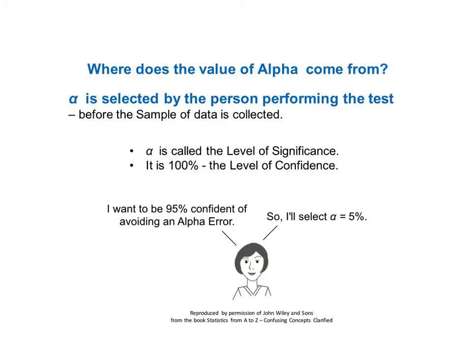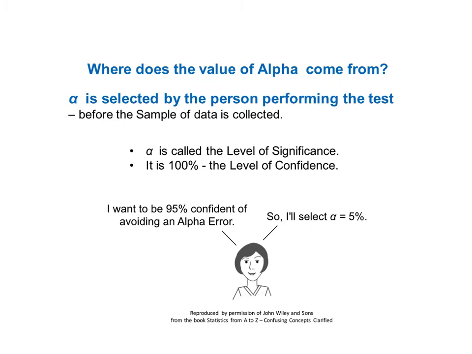We said that alpha is the highest level of P which we are willing to tolerate. That implies that we have a say in the value of alpha. And indeed, the person performing the statistical analysis selects the value for alpha. This must be done before the sample of data is collected. The reason is that if we have a peek at the data first, that might influence our choice of alpha, and that would compromise the integrity of the test.